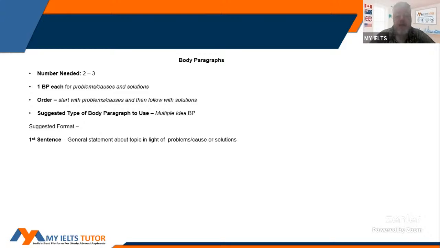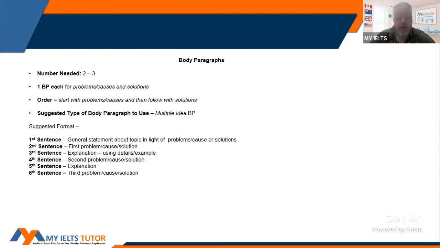Your first sentence would be a general statement about the topic in light of problems, causes, or solutions. The second sentence would be the first problem, cause, or solution. Third sentence would be an explanation of it using details and or example. The fourth sentence is the second problem, cause, or solution. The fifth would be your explanation of that, followed by the third problem, cause, or solution. The seventh sentence would be the explanation, and then your eighth sentence, you want to give a conclusion of that, okay?